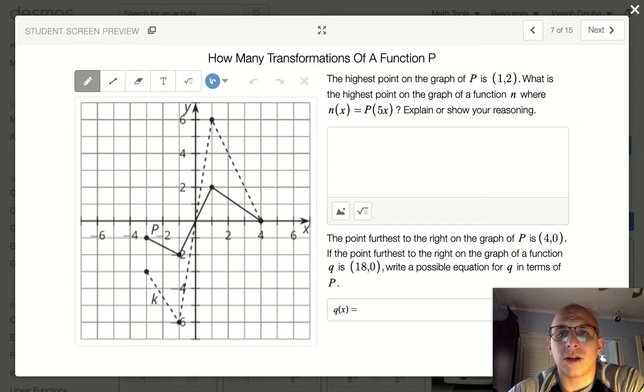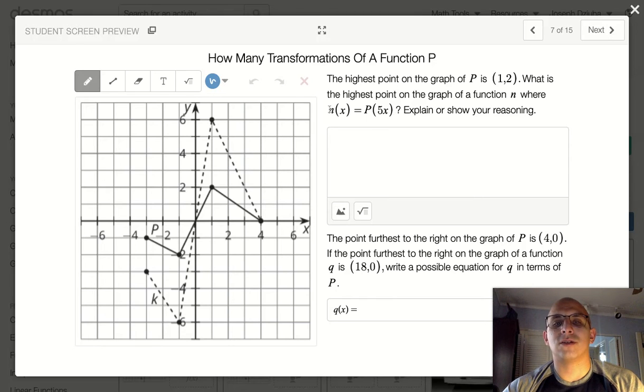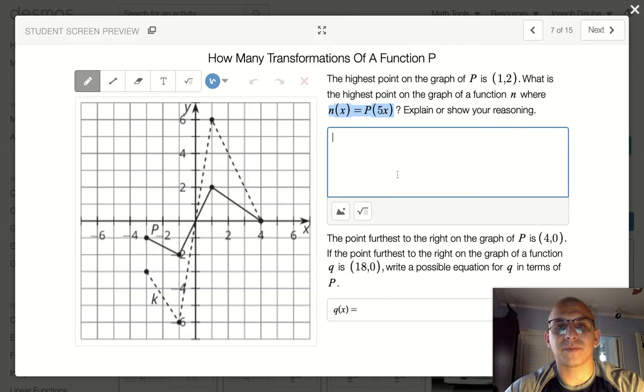The highest point on a graph of P is 1, 2. What is the highest point on the graph of a function n, where n of x is equal to P of 5x? Explain and show your reasoning. So if we're taking an in-depth look at this particular one, n of x equals P of 5x.